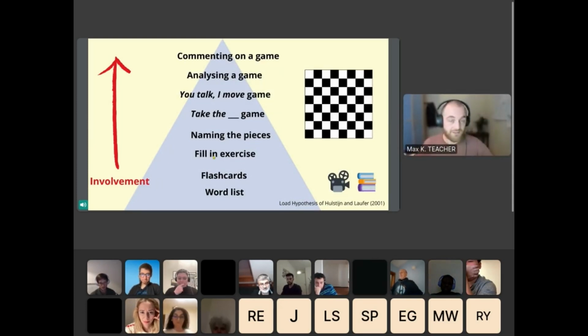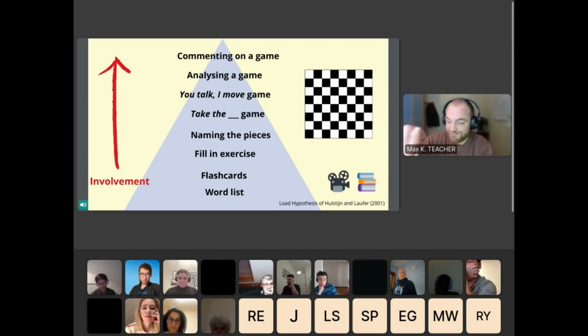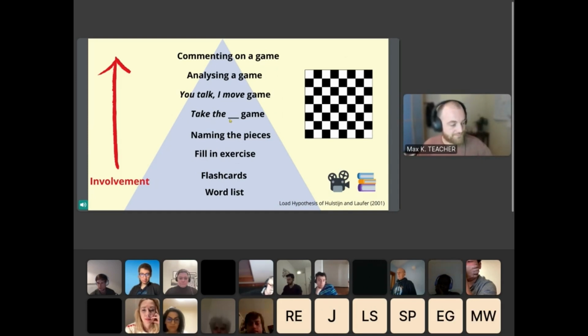Then a filling exercise is even a little bit better because you have to think about the sentence. You have to evaluate a little bit if this is the correct word to put there or not. Then naming the pieces, so pointing to the pieces and telling someone else, this is a rook. This is a bishop. That's already better because you're communicating. Yes? These ones are even better.